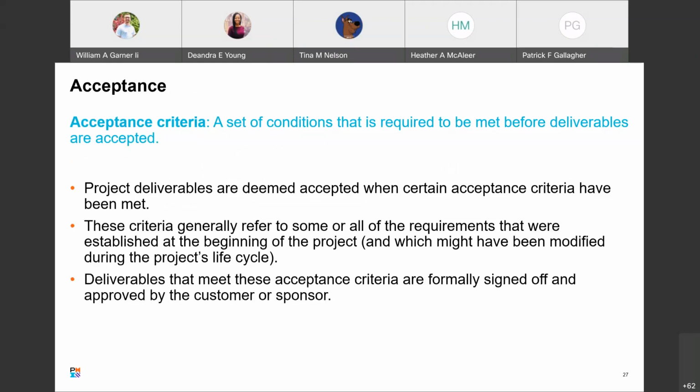Acceptance. Project deliverables are deemed accepted when certain acceptance criteria have been met. These generally refer to some or all of the requirements that were established at the beginning of the project, which, as we go through the phases, might be modified during the project's life cycle. Deliverables that meet these acceptance criteria are formally signed off and approved by the customer or sponsor.